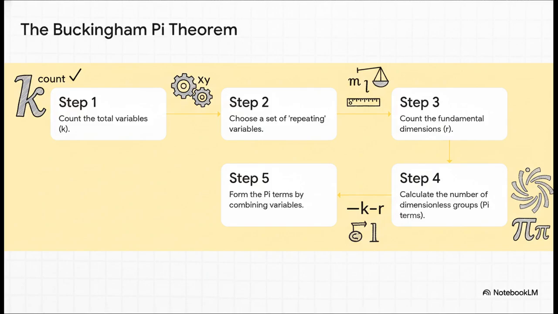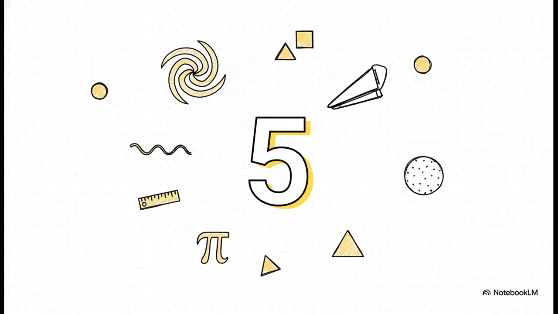So here's the game plan, the 5-step roadmap. It's super logical. We'll count up our variables, pick a few building block variables, identify the fundamental dimensions like mass, length, and time, do one super quick calculation, and then we assemble our final groups. Step 1, easy. It's just a simple count. Like we just saw, we've got 5 variables in play: force, velocity, density, viscosity, and diameter. So our variable count, which we call k, is 5. Simple as that. Step 1 done.